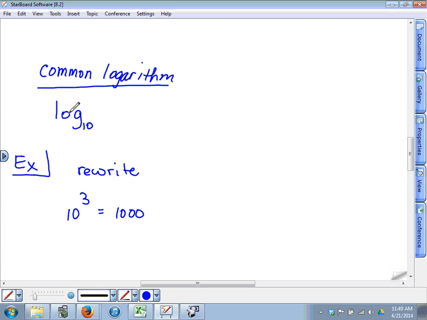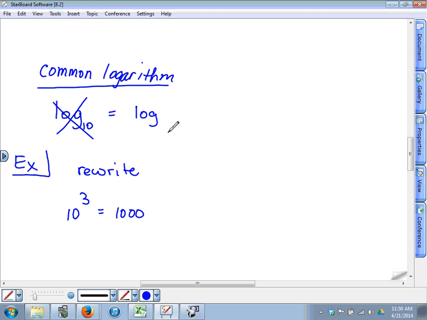Log base 10 means you would use this to solve something that has a base of 10 exponential. You will never see it written this way, log base 10. It's always written just as straight log, with no base. This is log base 10 right here.